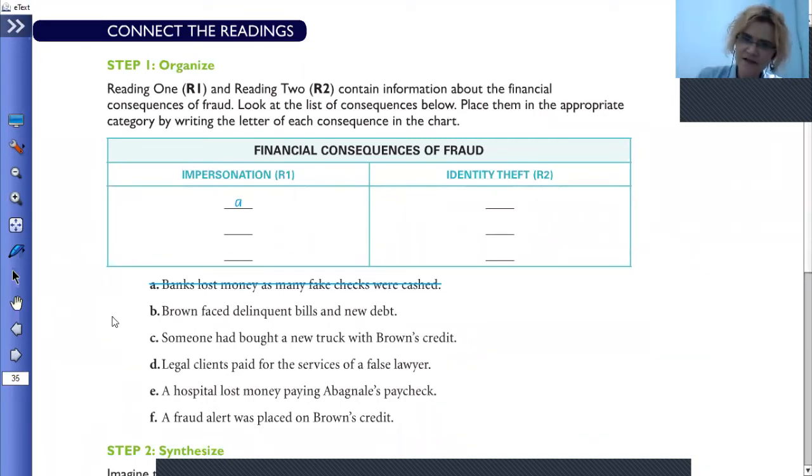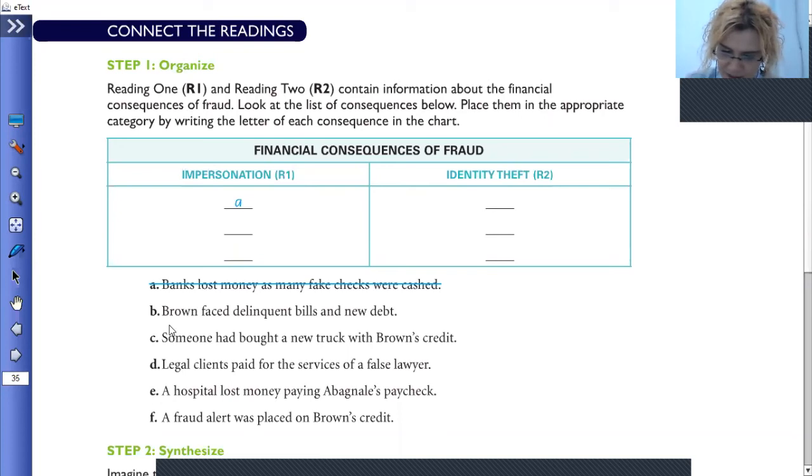Banks lost money as many fake checks were cashed. That is just impersonation, because when you cash a check, you have to go to the bank, right? So what about B? Brown faced delinquent bills and new debts.